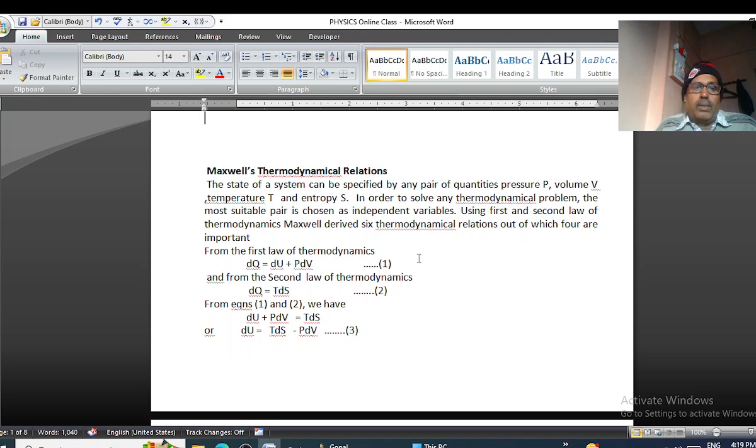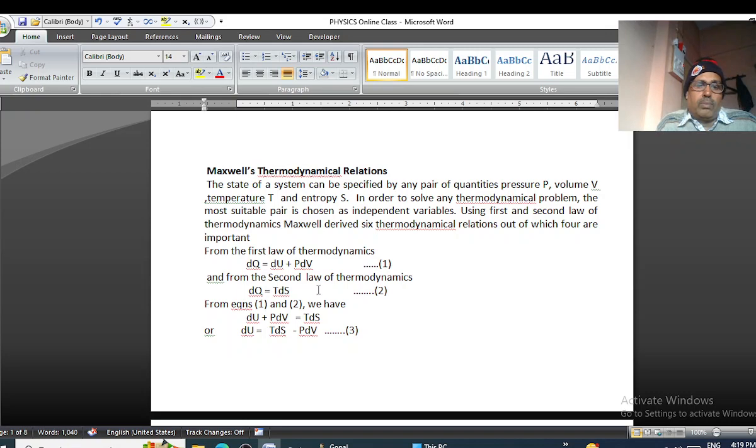In this topic, we will see how Maxwell's thermodynamical relations are obtained by using the first and second law of thermodynamics. So let us recall the first law of thermodynamics, which states that dq is equal to du plus pdv. The amount of heat energy dq is used in two ways. A part of it is used to raise its internal energy, and second, it is used in doing work. Here pdv is the work done.